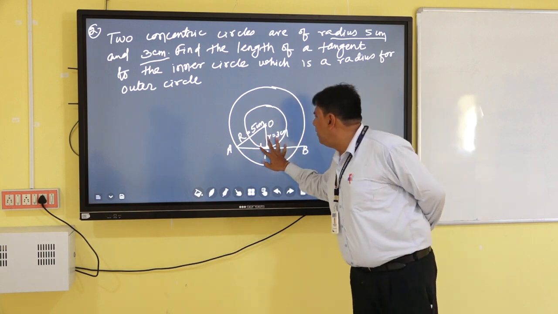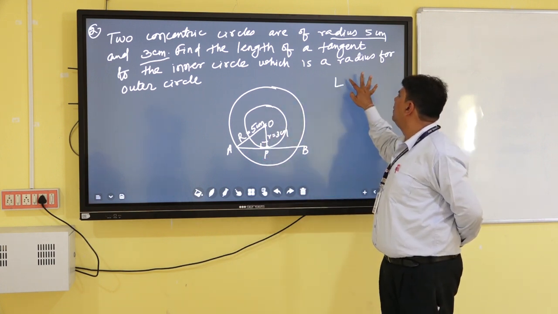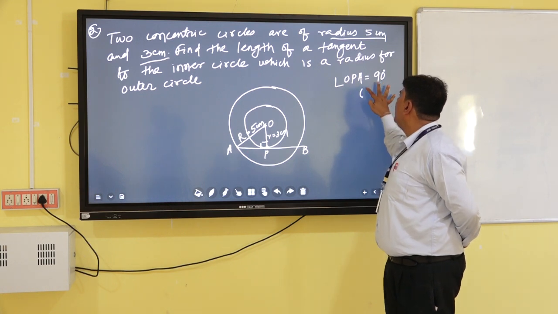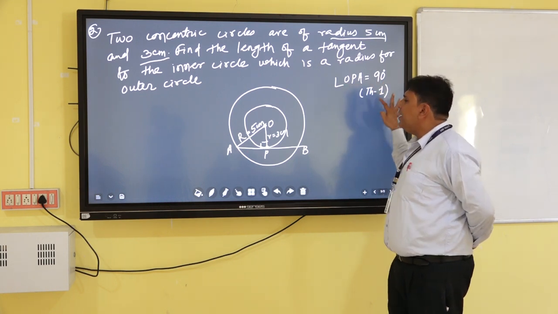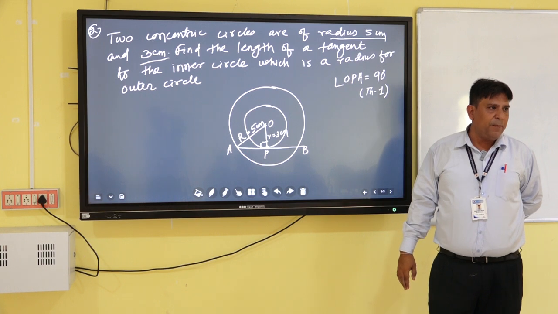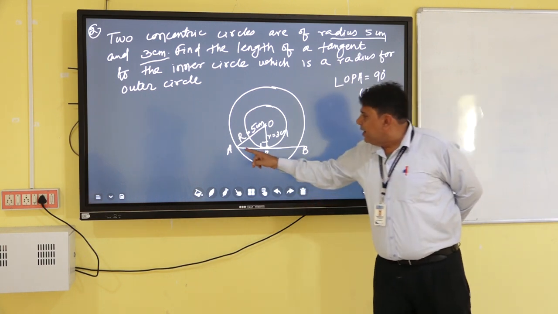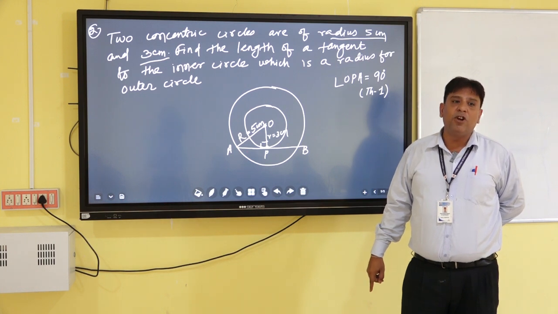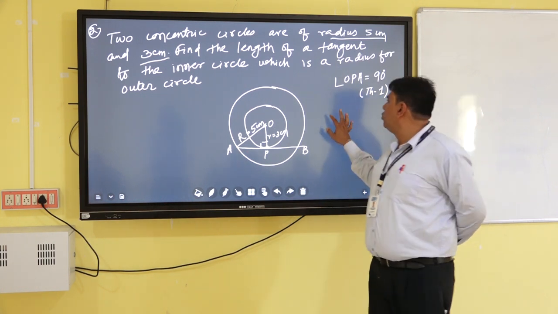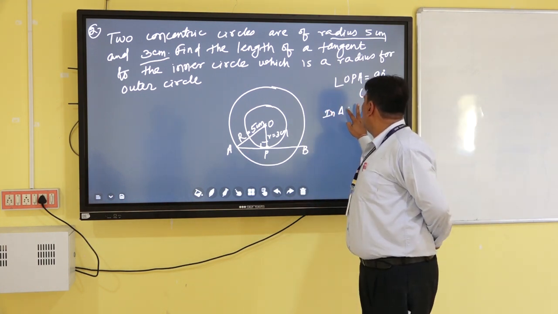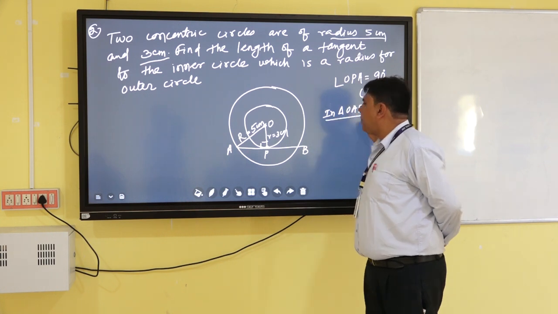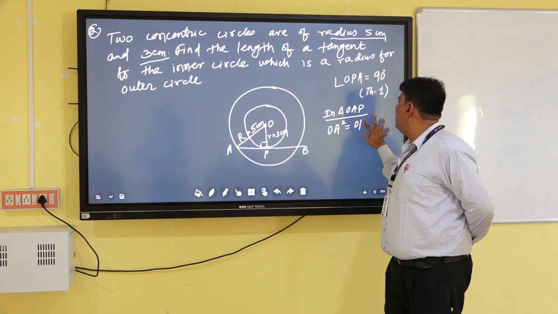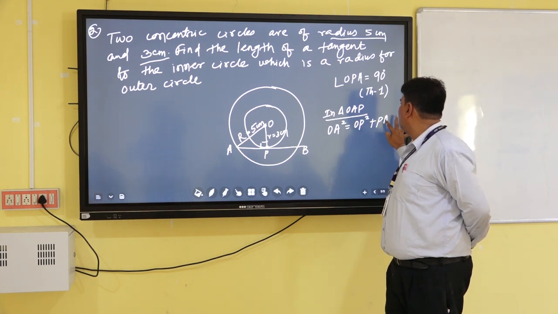Right. Now what is the angle P? Angle P will be 90 degree. Why? By theorem 1, OPA equal to 90 degree, because radius and tangent are perpendicular to each other at the point of contact. Again, if you see triangle OAP, I can use Pythagoras theorem. So in triangle OAP, OA square will be equal to OP square plus PA square.